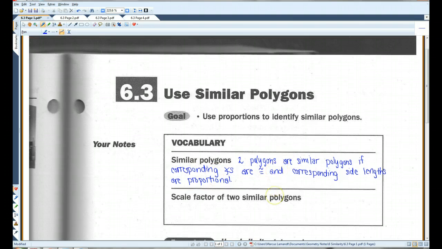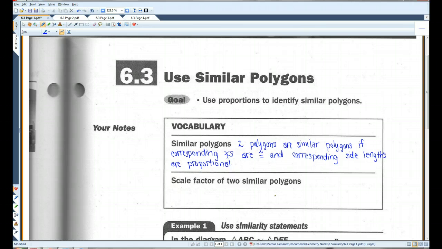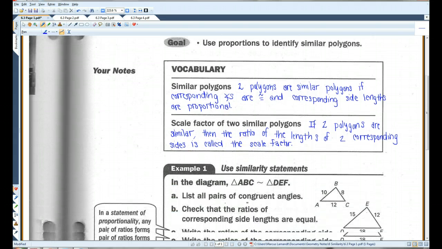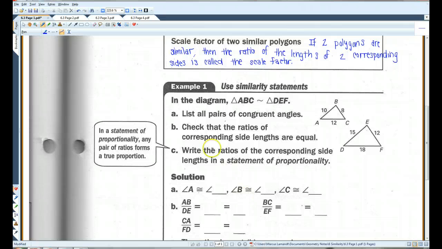Okay? So anytime you have two polygons and you're like, oh gosh, are they similar? All the angles have to be the same. All the sides have to have the same ratio. The scale factor of two similar polygons: if two polygons are similar, then the ratio of the lengths of two corresponding sides is called the scale factor. Okay, and I'll do an example of what that means.